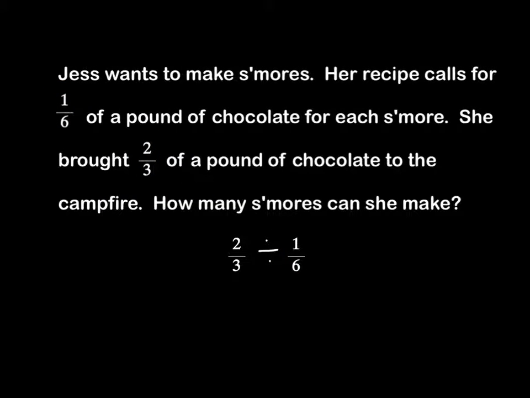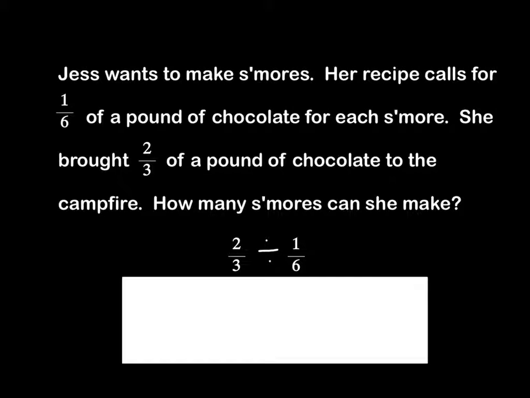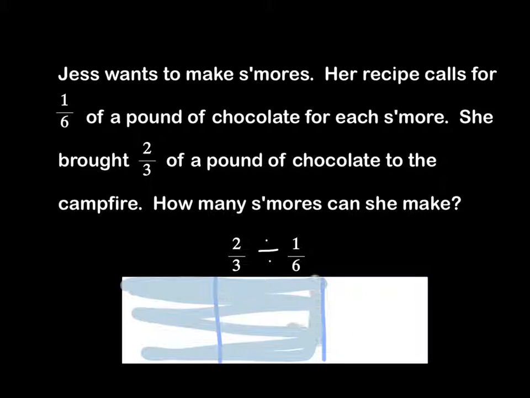The first model we're going to create for this problem is going to be a bar model. Once you draw your bar, you're going to divide it up into thirds because Jess has 2/3 of a pound of chocolate. You'll also want to color in your 2/3 because she only has 2 out of these 3 pieces. She doesn't have the full piece.